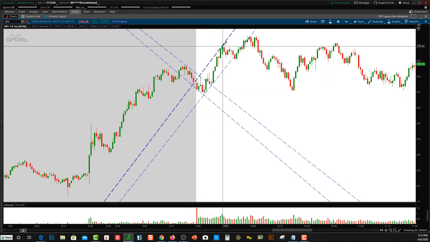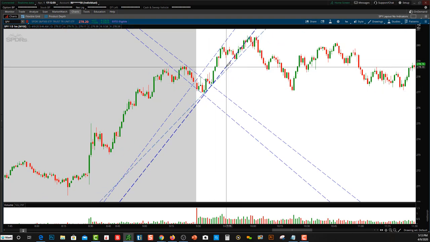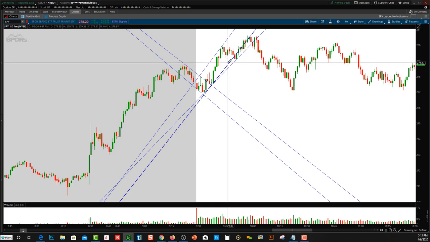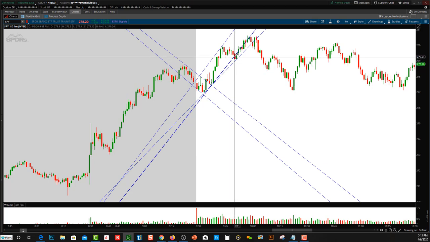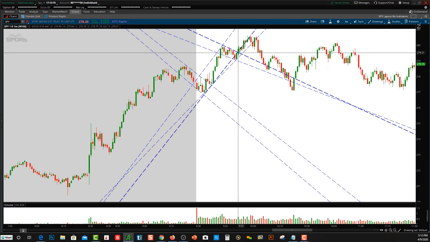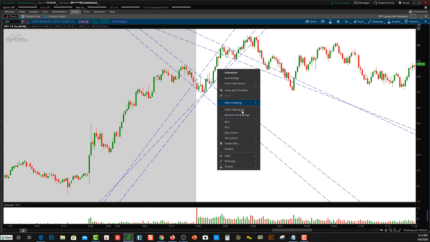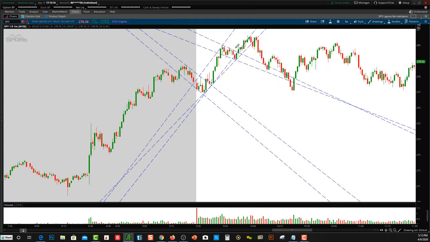Down channel. Up channel. Kind of broke down a little bit. You could even say right here, that was probably better, right? So again, sometimes you might have a couple trend lines right here. And then look right here. Here's a falling flag. It breaks out, goes up. I'm confusing myself here now because I have too many drawings on my chart.